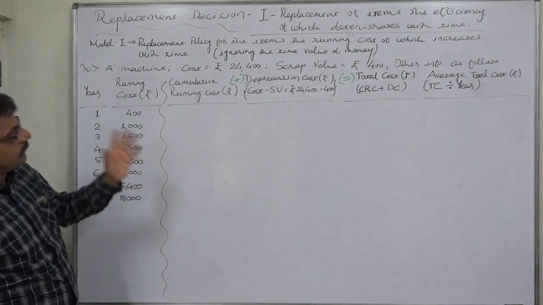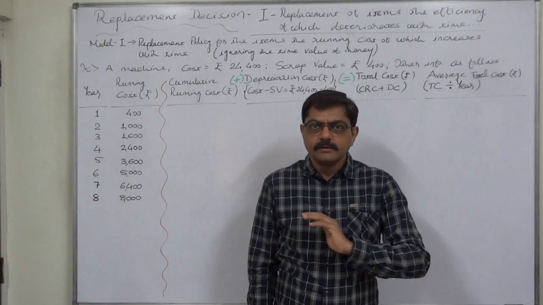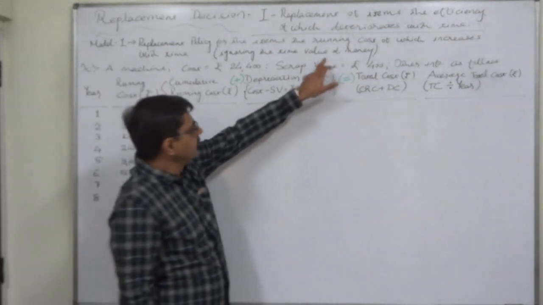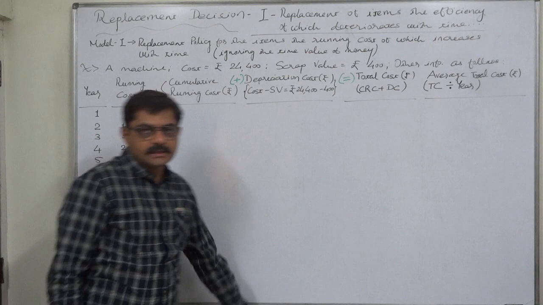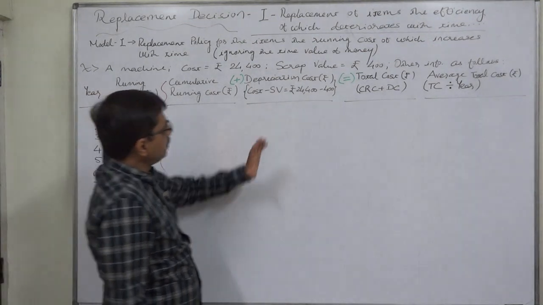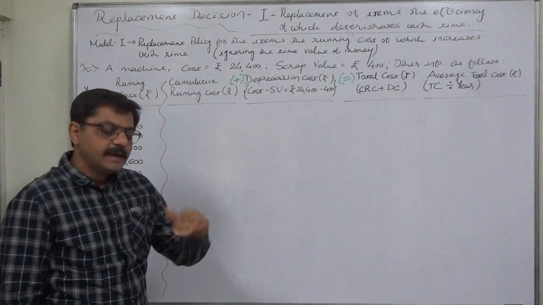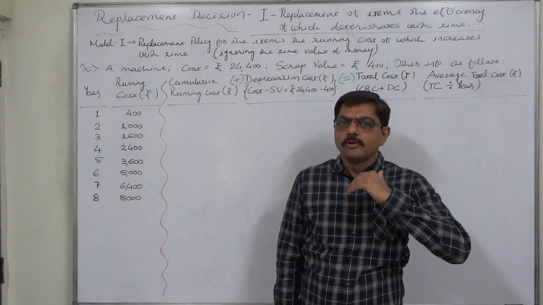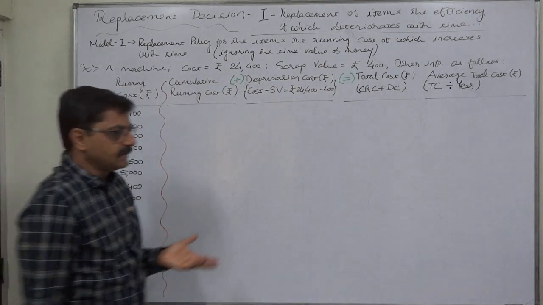Now, first of all, the chapter I have divided into three parts. The first part is mainly where we ignore the time value of money. We are not going to consider the time value of money. Second part will be where we are going to consider the time value of money, and third part is going to be for group replacement.